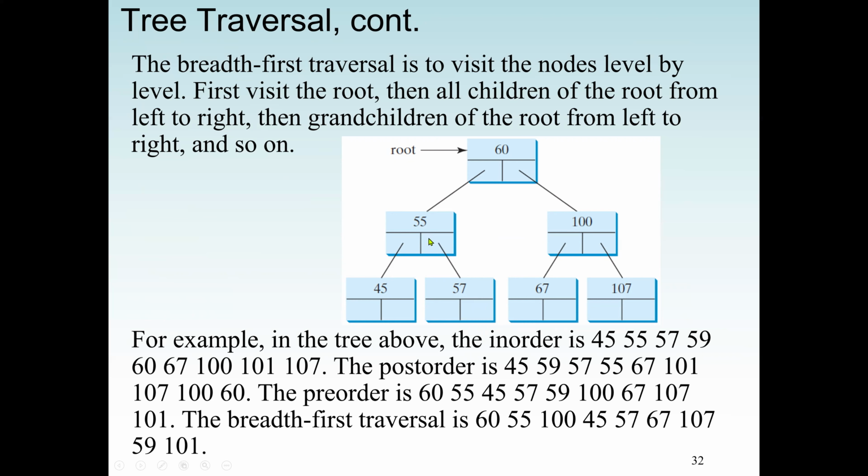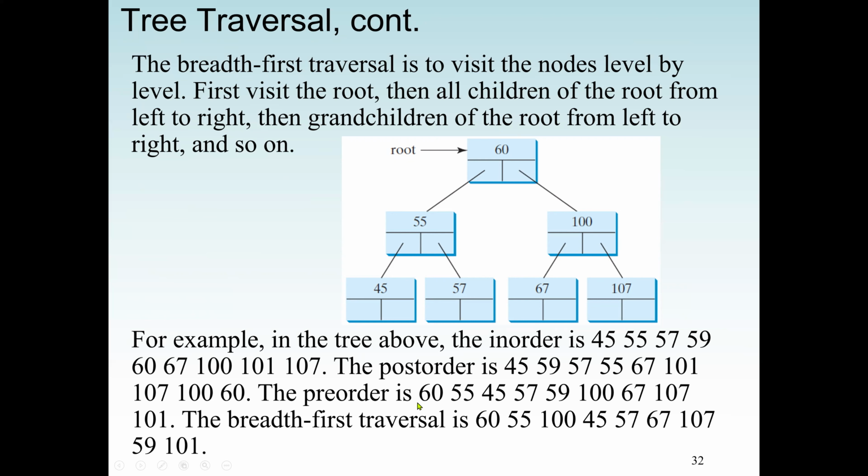Then after 55, we have to go to the right subtree, the leftmost, which will be 67. Then again, remember we have one left child, 101, for 107. So we go through 101. Then after 101, we go through 107, 100. Then we visit the current node, the root, last, which will be 60. So that's the post-order, ending with 60.